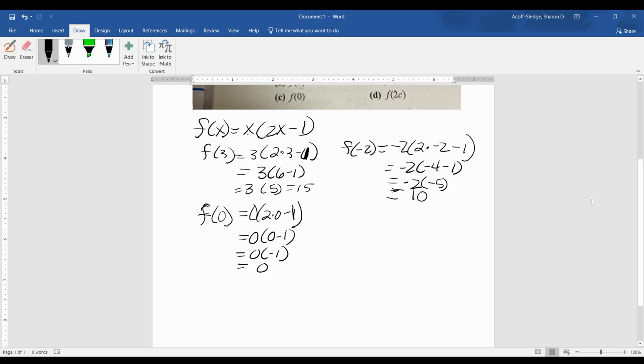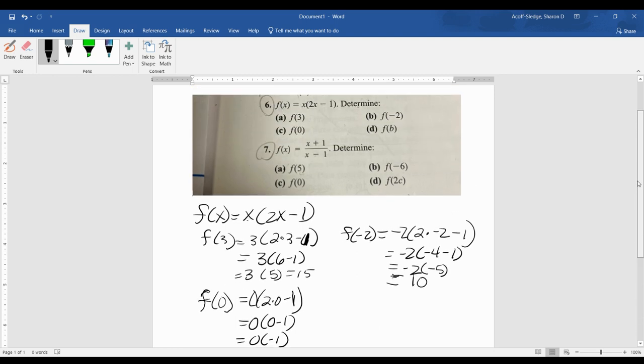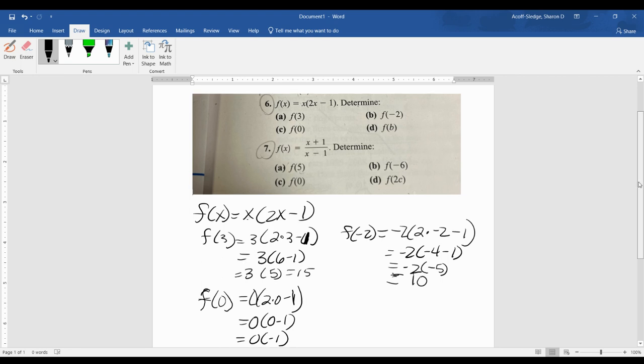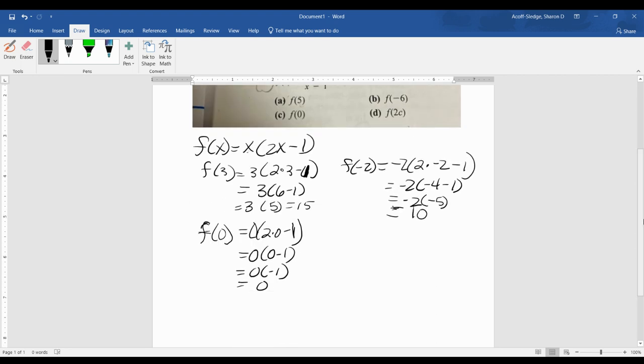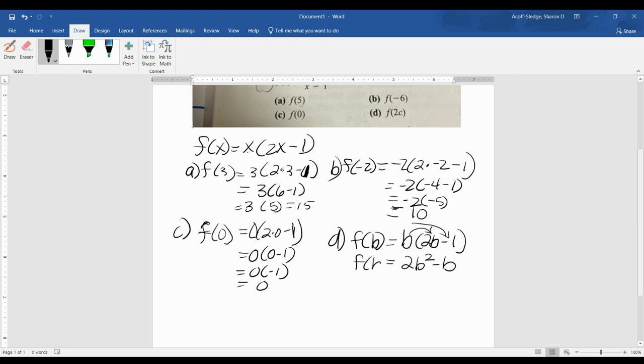Okay? Then we want to evaluate the function when x is equal to b. So f of b. You're not going to get a number. You're just going to get this. So b times 2 times b minus 1. And then I'm going to use the distributive property to multiply this out. B times 2b is 2b to the second power. B times a negative 1 is a negative b. That's your answer. There's no number.